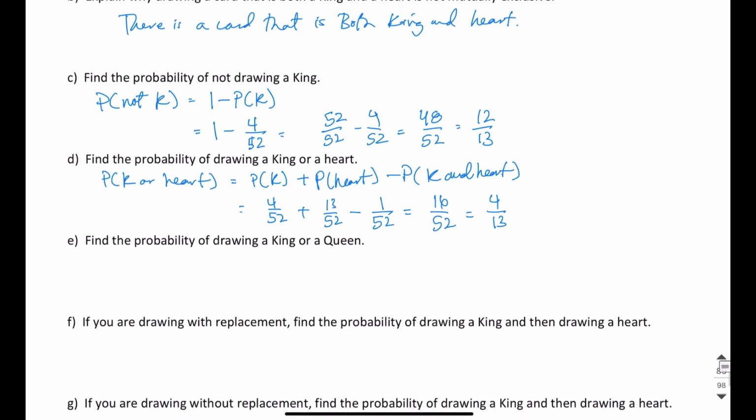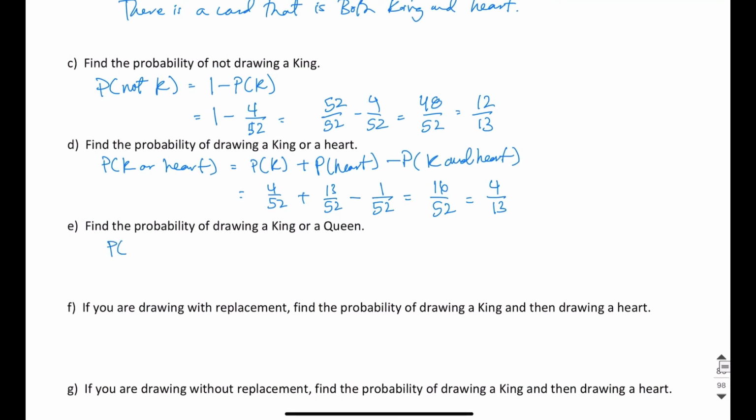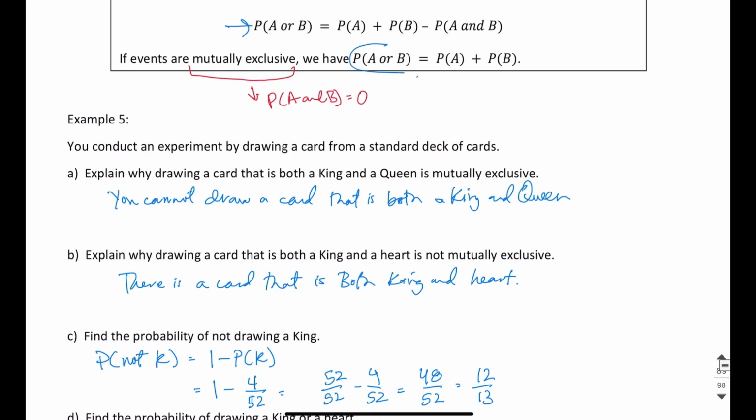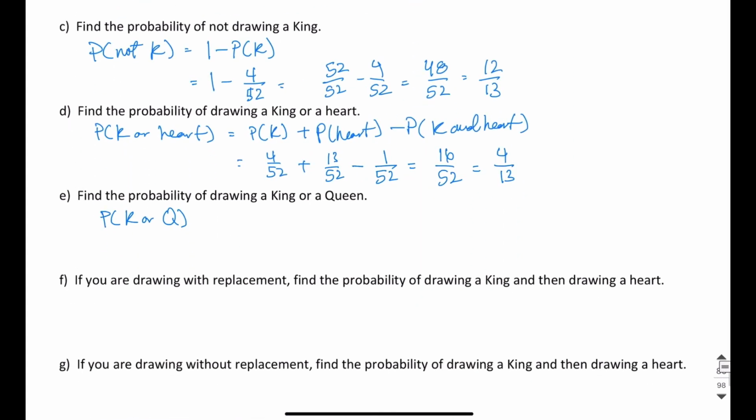What is the probability of drawing a king or a queen? Well, remember, the king and queen are mutually exclusive. So because of that, we're going to use the shortened version, the special case, which is just the probability of A or B is probability of A plus probability of B. So the probability of a king or queen is simply the probability of a king added to the probability of a queen. Again, we don't have to subtract because there are no cards that are counted twice in these lists since these are mutually exclusive. The probability of each is 4 out of 52, which gives us 8 out of 52, and this reduces down to 2 out of 13.